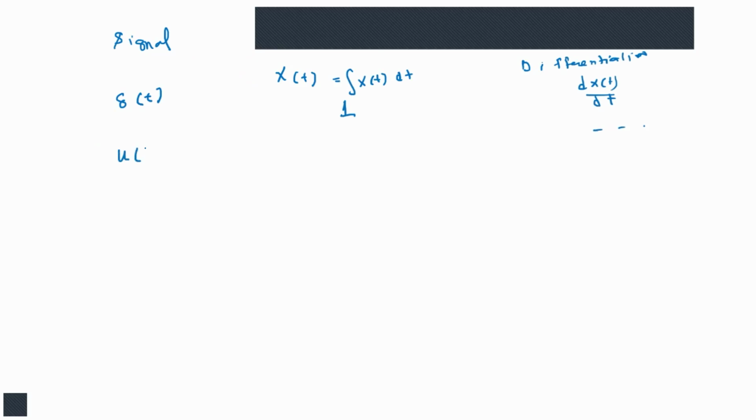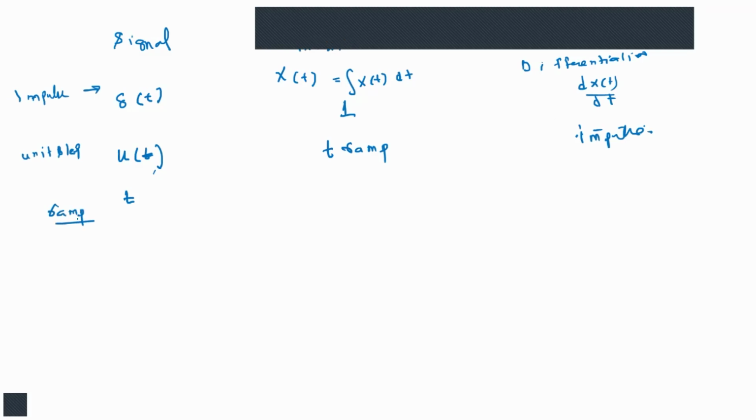Now as far as the unit step signal is concerned, differentiation and integration, right? If you integrate the unit step signal, it becomes a ramp signal. Integration of a unit step signal results in a ramp signal, and differentiation of a unit step signal results in an impulse function. Similarly, this was impulse, this was your unit step, and this was your ramp signal.